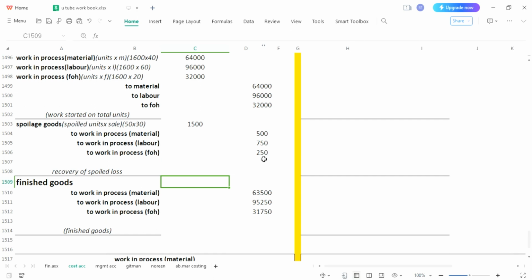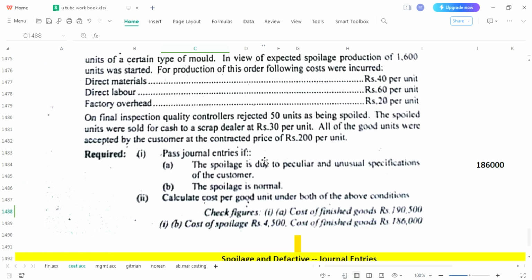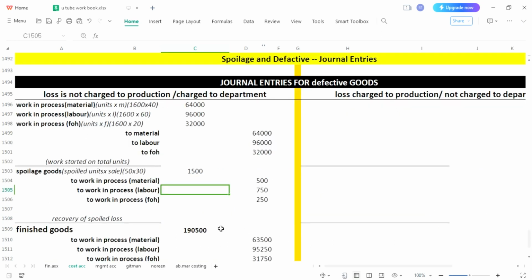Finally, there is no formula for the finished goods. You will simply calculate the sum of the credit side. As we know, under accounting principle, debit and credit would always be equal. 63,500, then you will add 95,250, then you will add 3,175. In this way, the sum would be written in front of finished goods. So here was your first part, when loss was not charged to the production: 190,500, and you have got your answer, 190,500. So hopefully you people have well understood the phenomena.